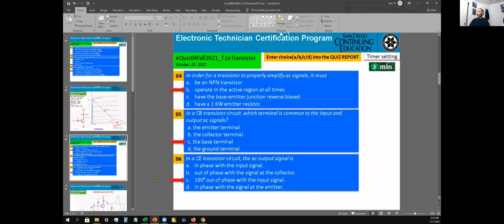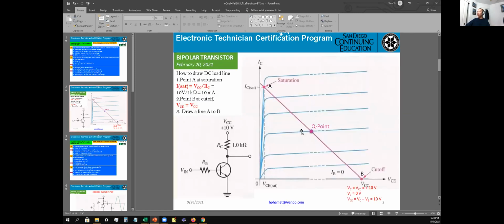In order for a transistor to properly amplify an AC signal, it must operate in the active region at all times. So the answer for 4 is B. The active region is right here around the Q point. You cannot be in saturation, and you cannot be in cutoff. You can be only in this region right here. This is your active region.